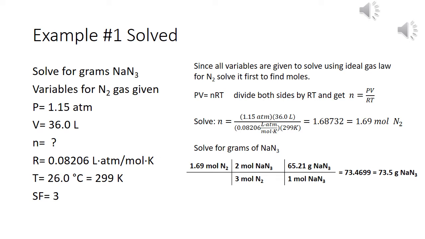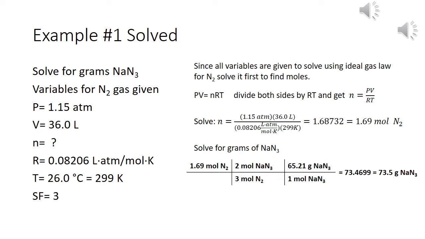Then we would want to convert from our moles of NaN3 to the grams of that chemical. And we get 1 mole and 65.21 grams of NaN3 from our periodic table. We can go ahead and calculate, so multiply across the top, divide by your 3 on the bottom, and you should get 73.4699 in our calculator. And then again, we want those 3 significant figures. So I rounded it to 73.5 grams of NaN3. So that would be our final answer for our question.